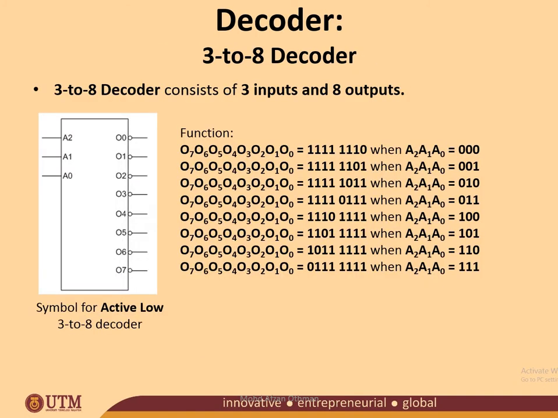Now, similarly, a 3 to 8 decoder consists of 3 inputs and 8 possible outputs. These are active low decoders because we have active low outputs, all of them having bubbles. Similarly, the concept is similar.